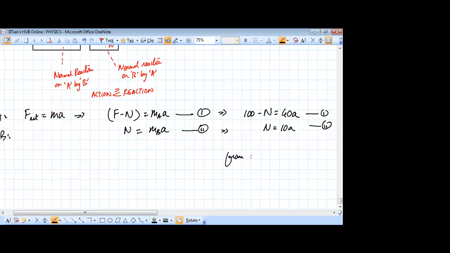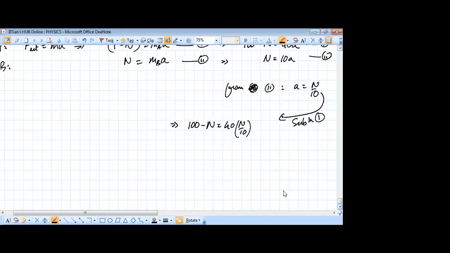So from equation 2, you can substitute a as N by 10. So substitute this in equation 1. So you get 100 minus N is equal to 40a, which is 40 N by 10, or 4N. You want 100 minus N is equal to 4N, or 100 is equal to 5N, or this normal reaction is equal to how much? 20 newtons.